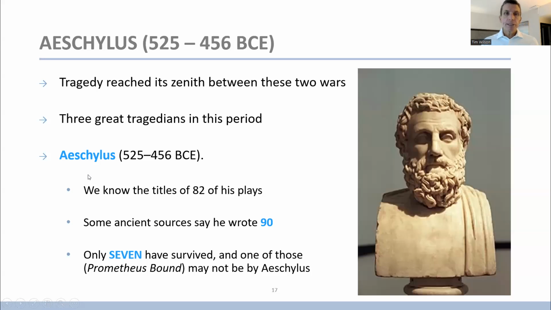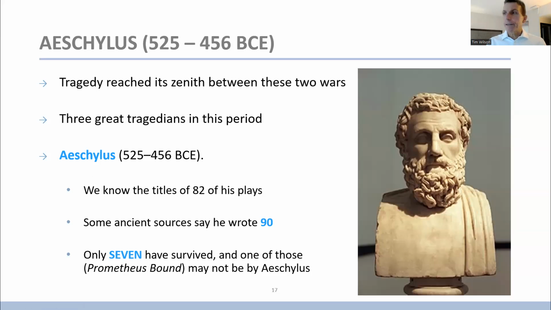So tragedy reached its zenith probably between these two wars, although there are still some tragedies occurring during the Peloponnesian War. And there are three great tragedians in this period. Aeschylus, who lived from 525 to 456 BCE. We know the titles of 82 of his plays. He may have written around 90, but we have only 7.